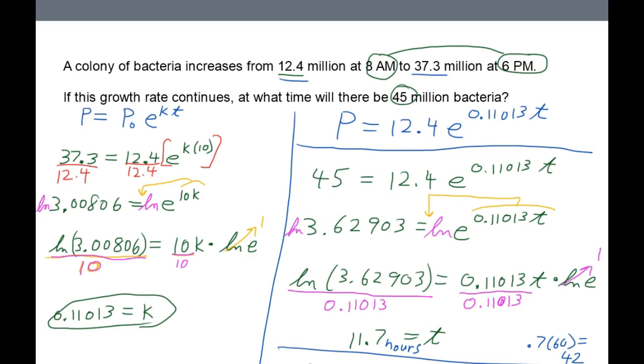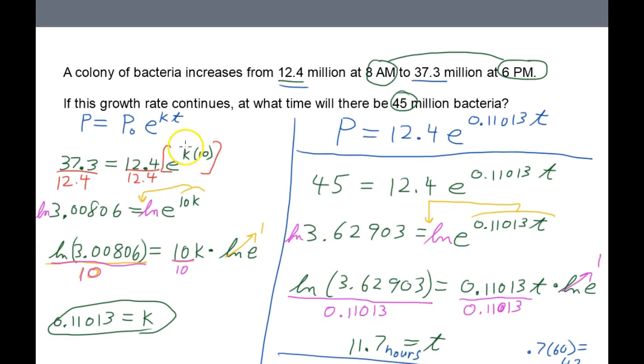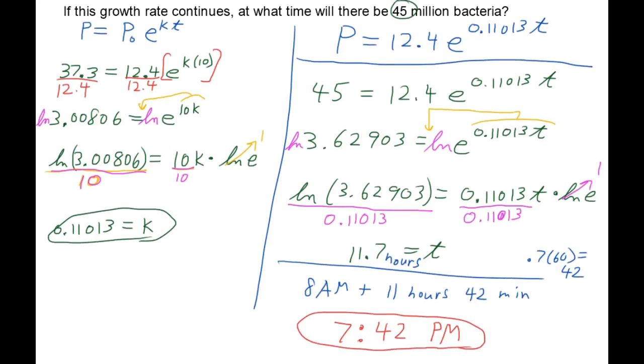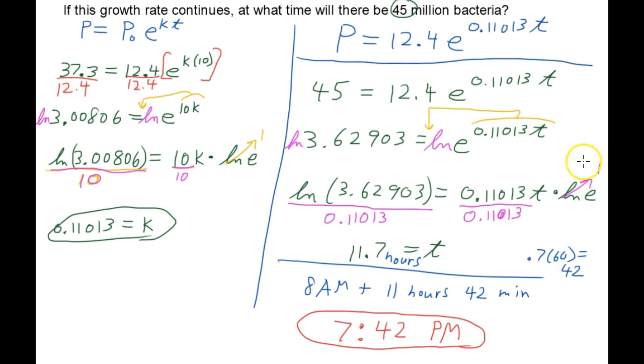So you can rewind there and see what we did. We put in the information that we had, solved for k, took that k value and plugged it into the formula, and we also put the initial value in the formula, so that gives us our formula, and then we went on to solve for t. All right, I hope that helps.